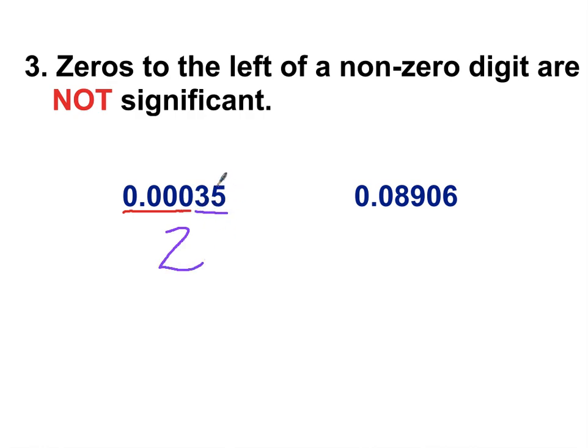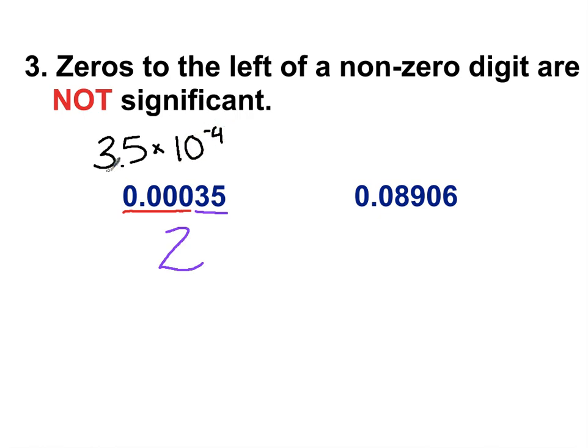Now I know some of you are thinking, but wait a second, 0.00035 is very different from 35, and you're absolutely right. However, we could write this number if we really wanted to in scientific notation, and we would get 3.5 times 10 to the negative fourth.